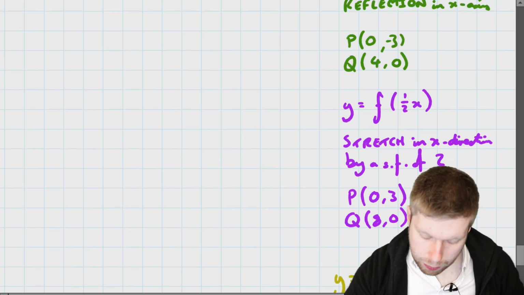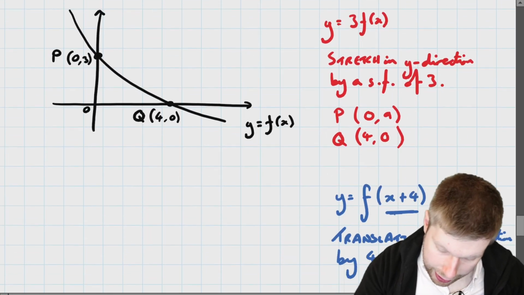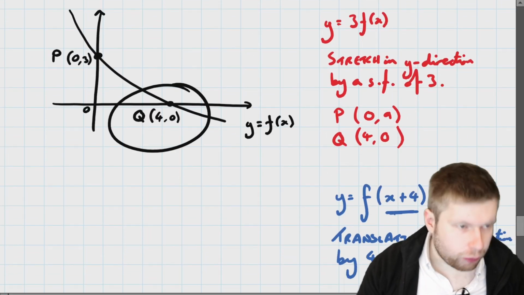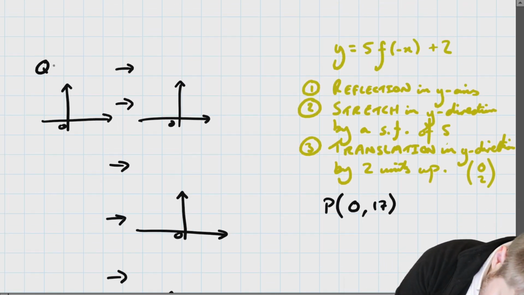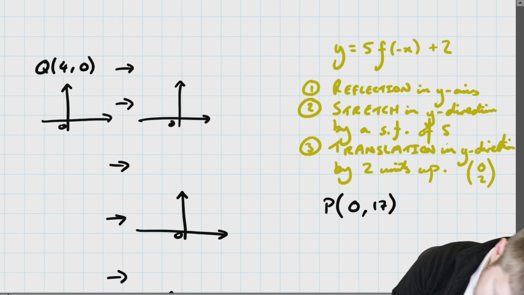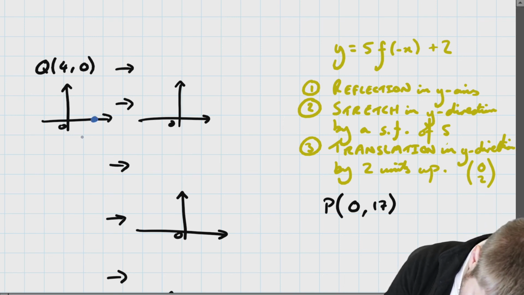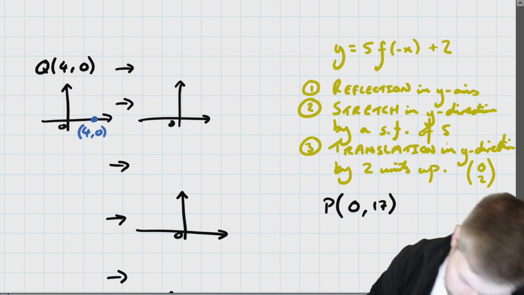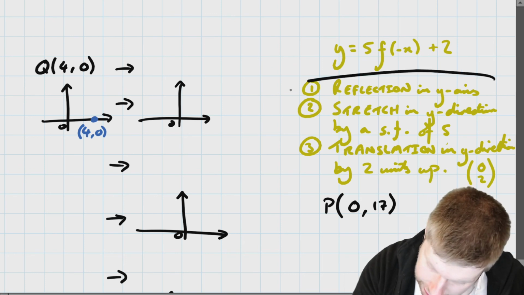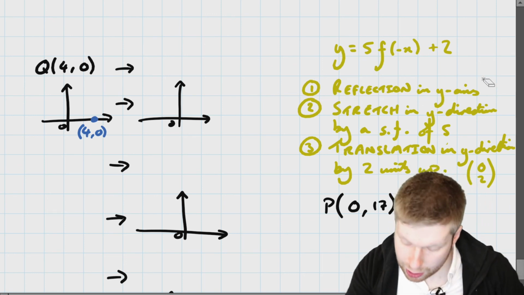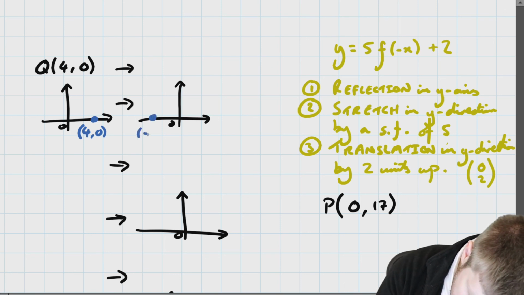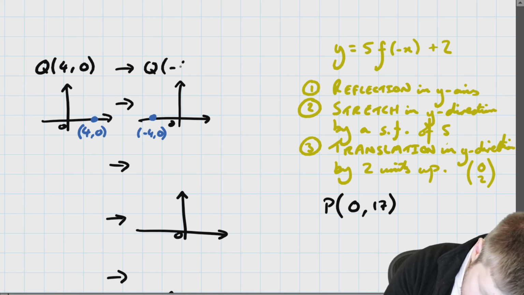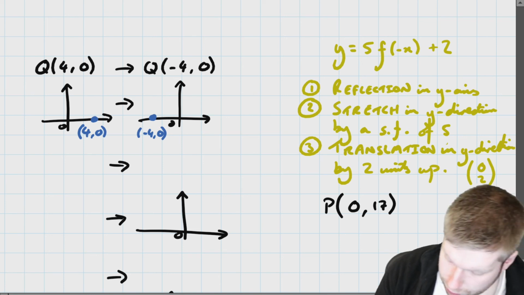Well, just remember that Q was all the way out here at 4, 0 to start off with. So that was where Q was originally, so I'm going to put that in. So Q was at 4, 0. Here was Q, I'm going to do it in blue, there was 4, 0 there. So what's the first thing that I apply? Well, first things first, I reflect it in the y-axis. It basically means Q will flip over here to be at negative 4, 0. So Q will end up at negative 4, 0 after I've applied my first transformation.